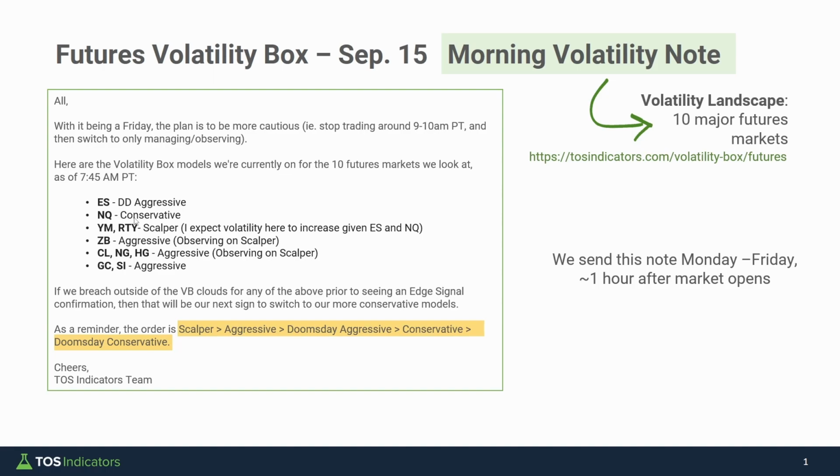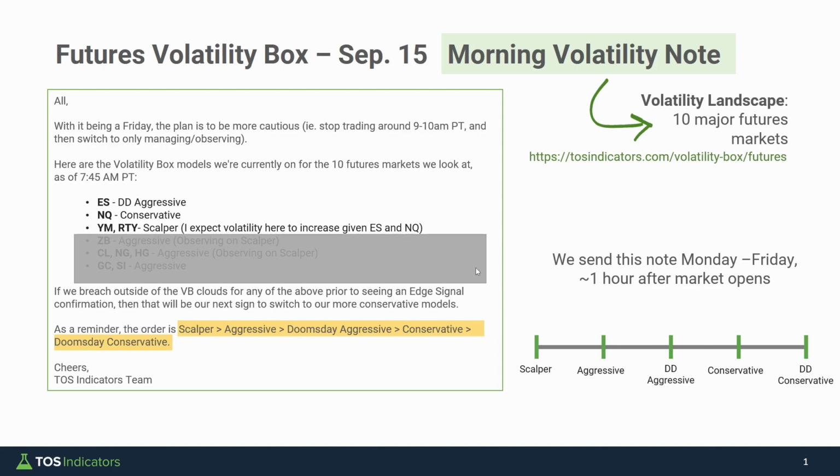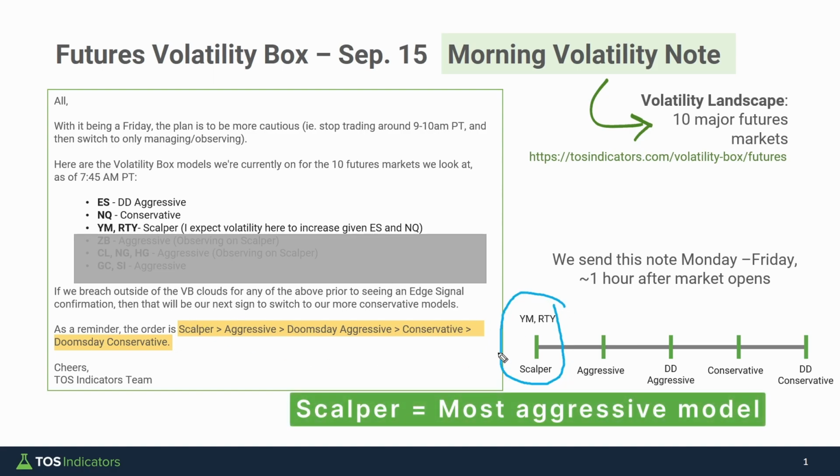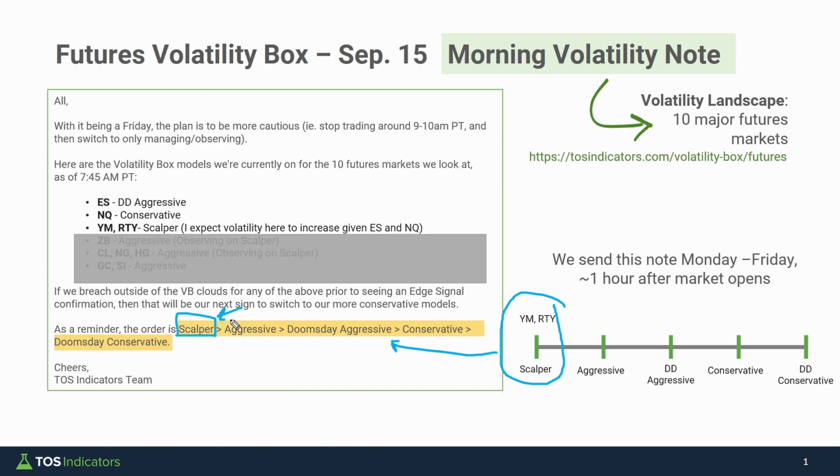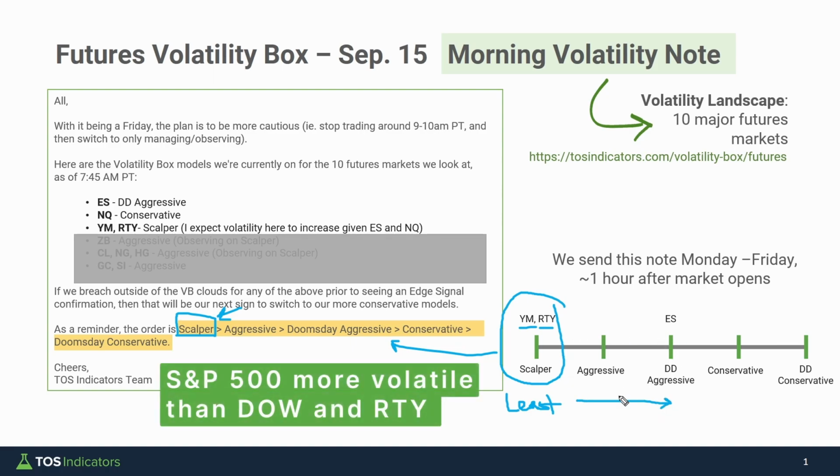If we zoom in and focus on just the index markets, and we plot them on our line graph here, here's where the volatility ranked. The Dow and the Russell were on their Scalper Volatility Box models. If you look at this ranking, it tells you very clearly that the Scalper is the most aggressive model we have, which means the Dow and the Russell had the least volatility out of the four major index markets. Next, we have ES at Doomsday Aggressive, which tells you that the volatility in the S&P 500 was two notches above where the Dow and the Russell were.